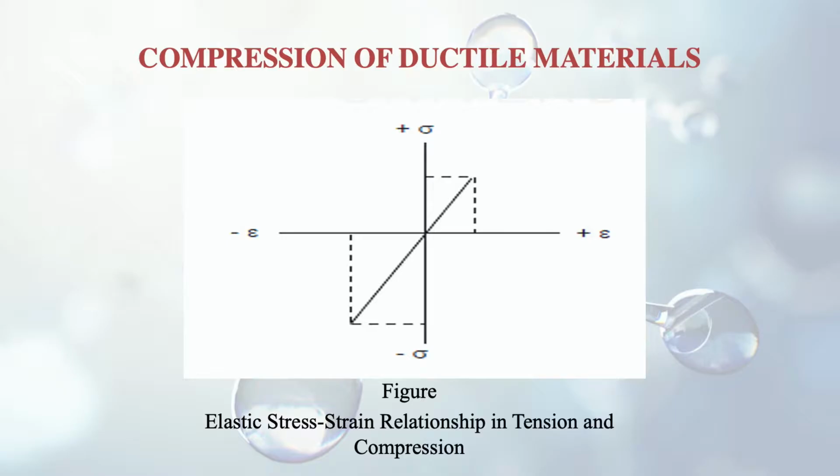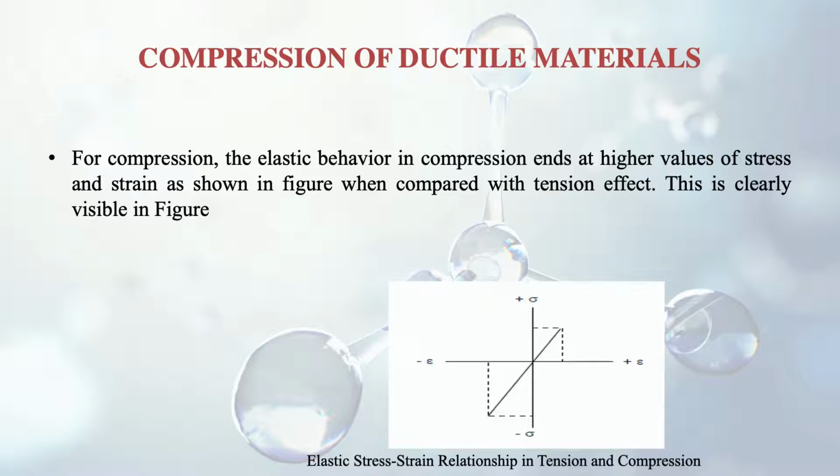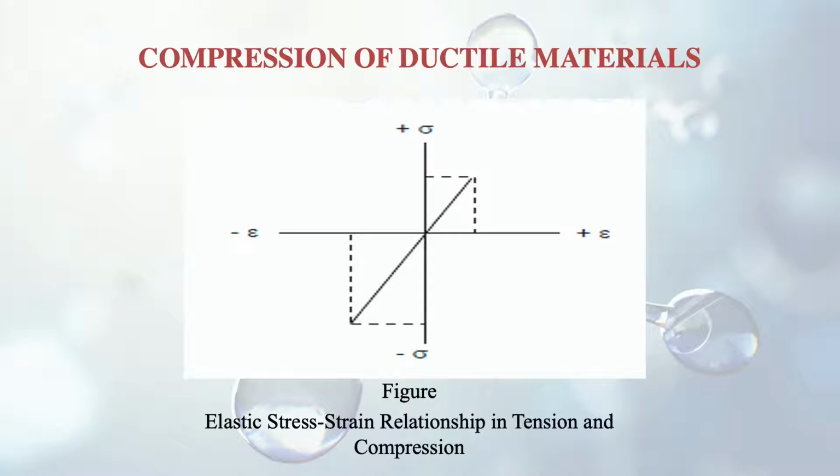So here we see one diagram which will give us the comparison between the compressive stress and the tensile stress, what is happening in both the tests. For compression, the elastic behavior ends at higher values of stress. If you go into the third quadrant, the negative one, you see that the compressive stress is more magnitude-wise, and in the first quadrant, you can see that the tensile stress magnitude-wise is lesser. So that is the case.